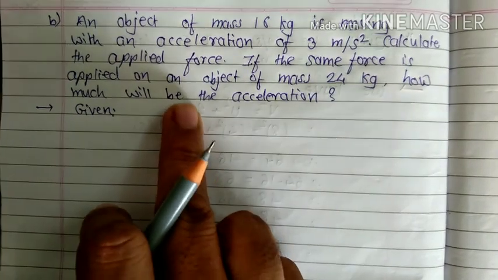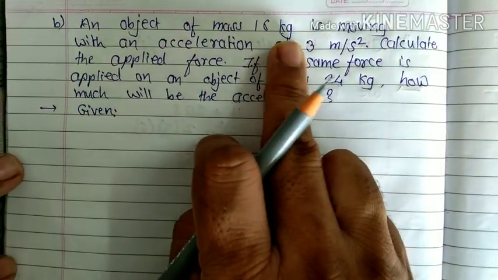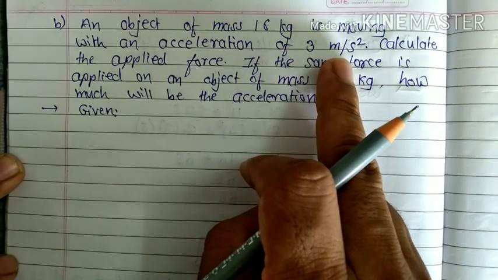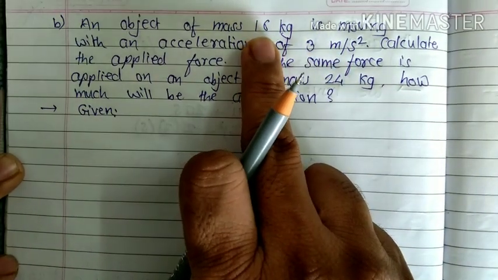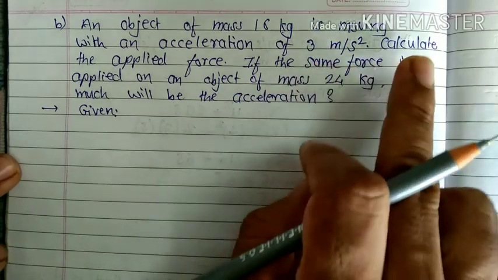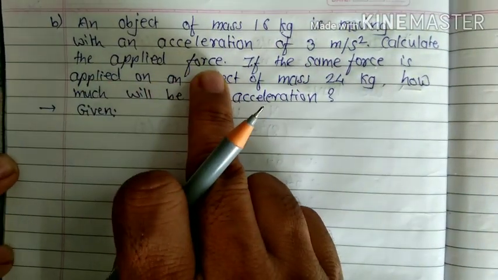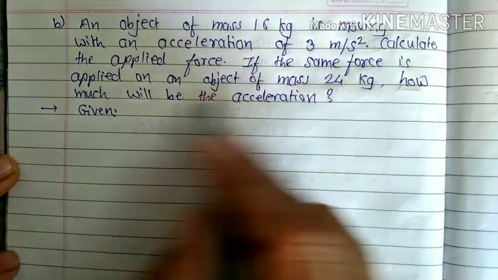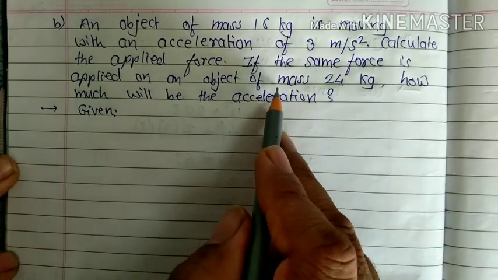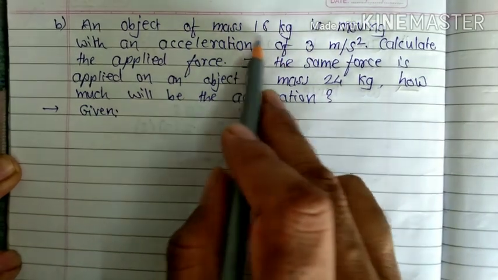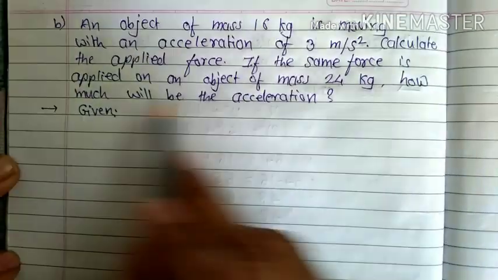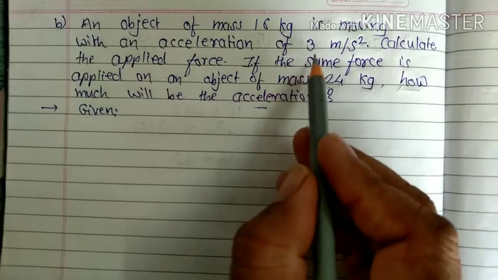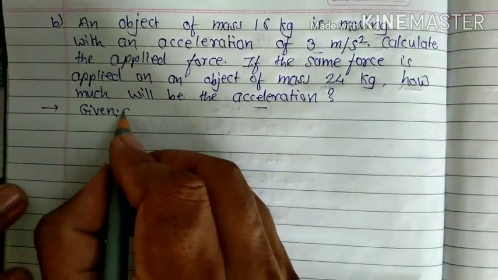An object of mass 16 kilogram is moving with an acceleration of 3 meter per second square. Mass is given, m, acceleration 3 meter per second square. Calculate the applied force. यहाँ तक अलग क्वेश्चन है. इसके बाद और एक क्वेश्चन है. If the same force is applied on an object of mass 24 kg, पहले एक मास गिवन है और एक मास गिवन है, how much will be the acceleration. और एक एक्सेलरेशन फाइंड कर रहे हैं, एक एक्सेलरेशन गिवन है.